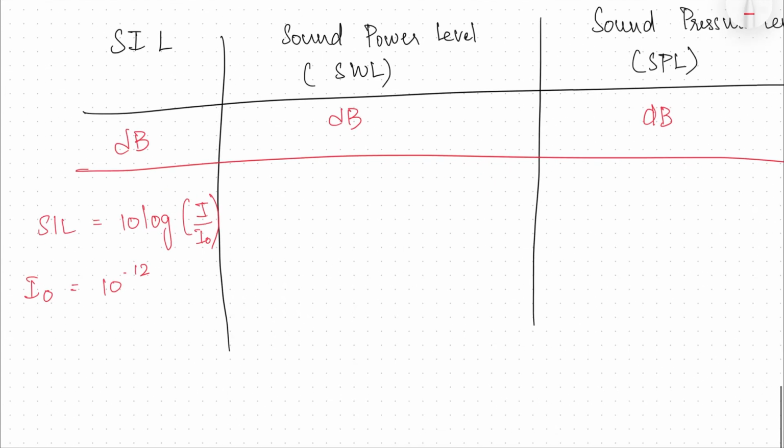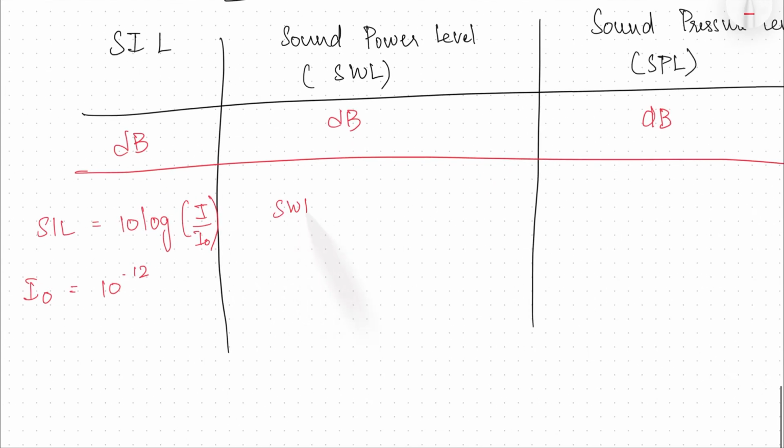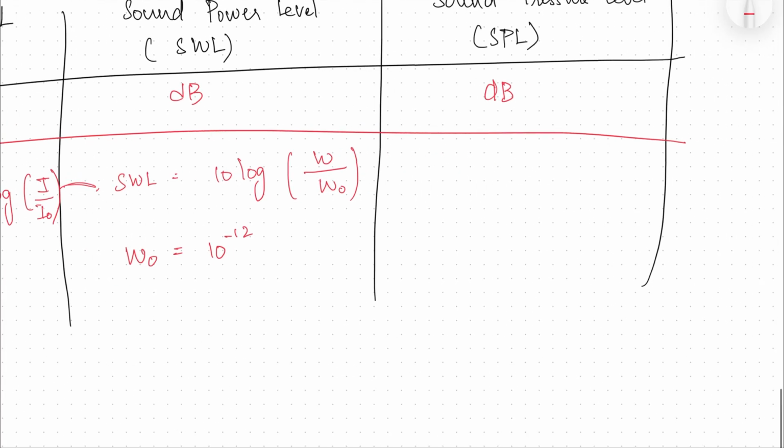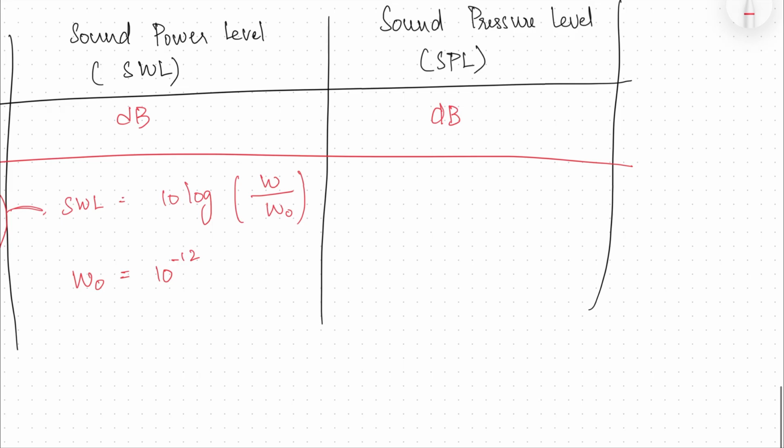Here your SWL is 10 log of W by W naught. W is the power level, and W naught is again 10 to the power minus 12. So you can say these two are more interchangeable. Okay, so now you have sound pressure level.